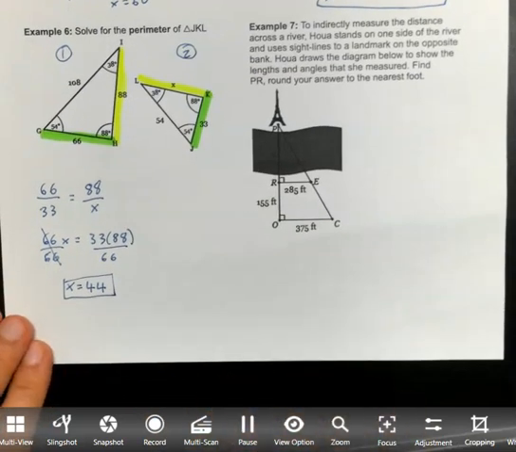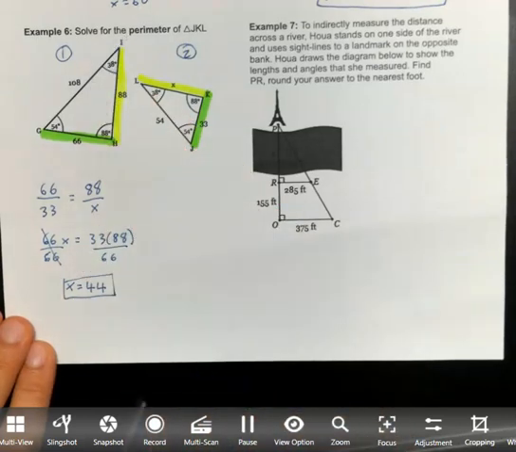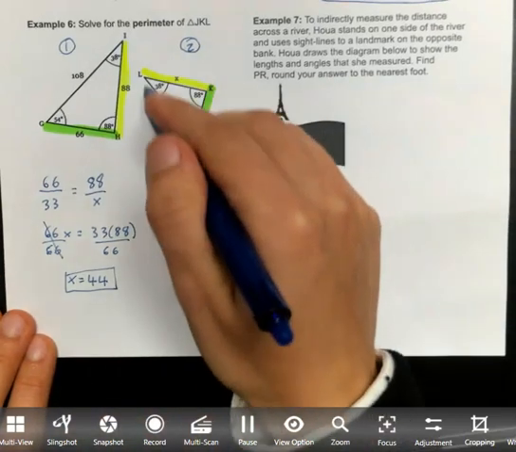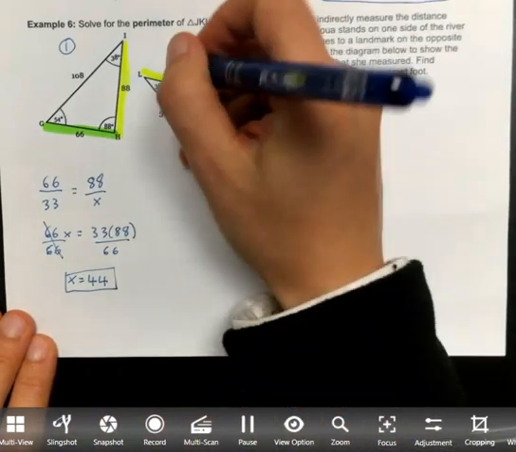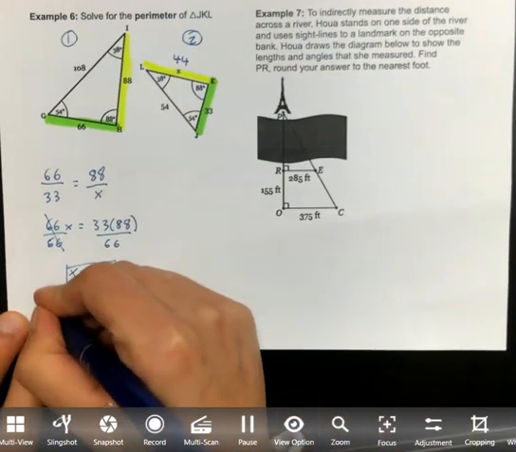All right, now the problem is we solved for x. Did it ask us to solve for x? It did not. It said solve for the perimeter. Perimeter, we need to add all three sides. So this right here is 44. Now let's add all three sides.